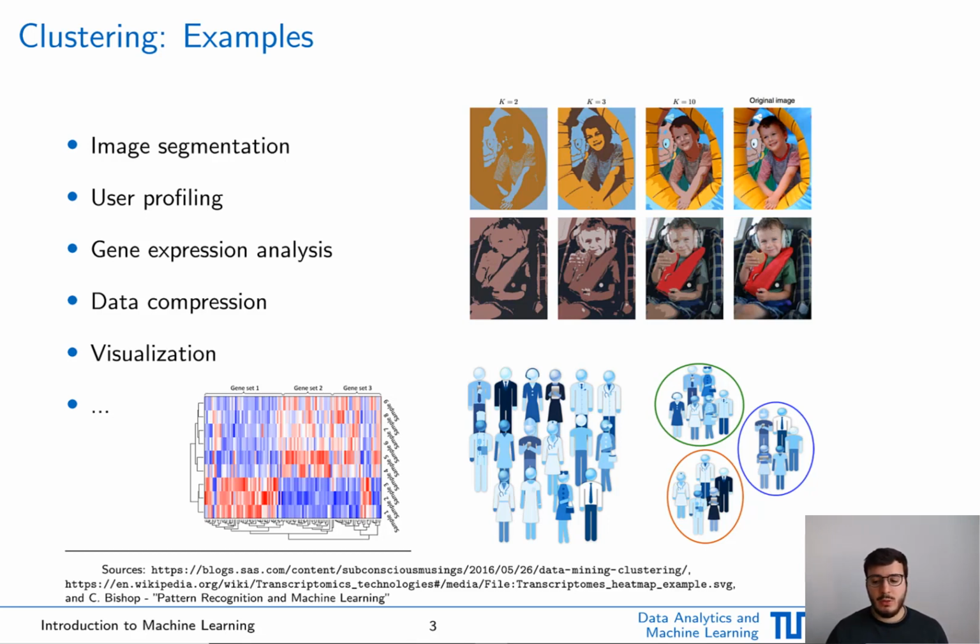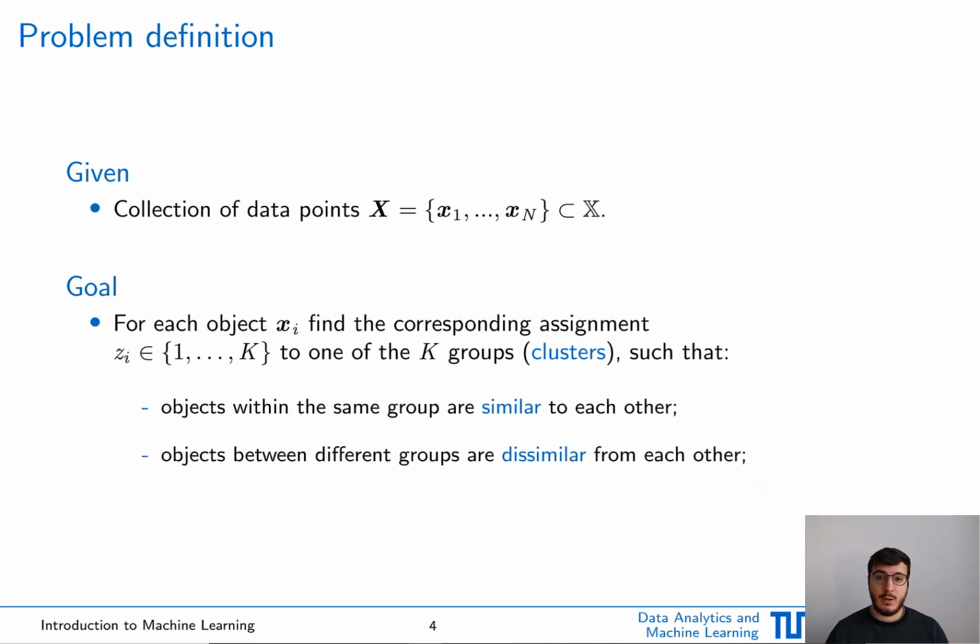Formally, what we're trying to do is, given an unlabeled data set, or a collection of data points, we're trying to assign each of the data points to a single cluster. And we want to do this assignment such that the data points that end up in the same cluster are similar to each other. And if two data points end up in different clusters, then they are dissimilar from each other. And in the rest of the videos this week, we'll look at two different approaches to this.